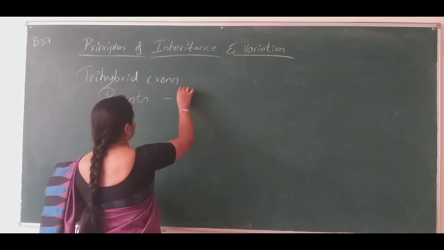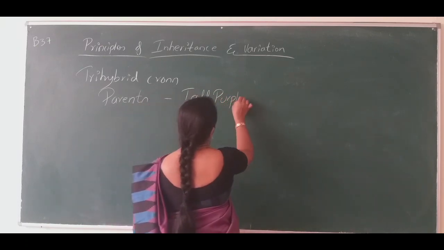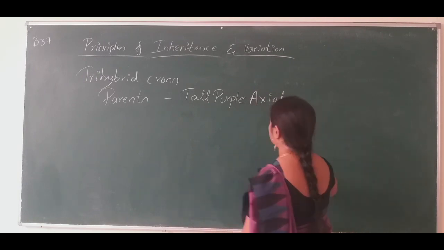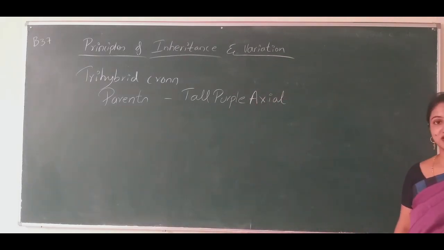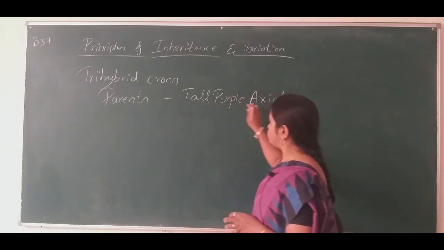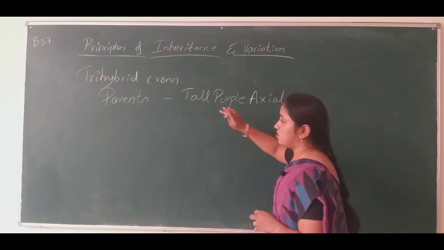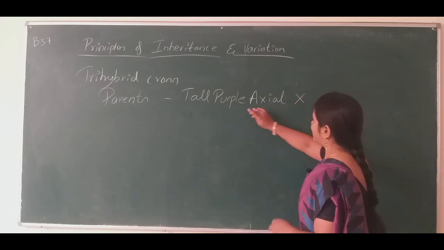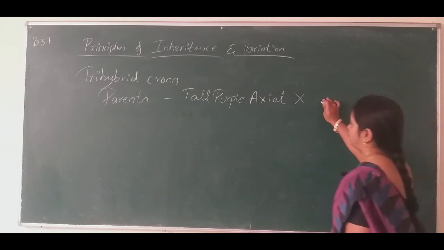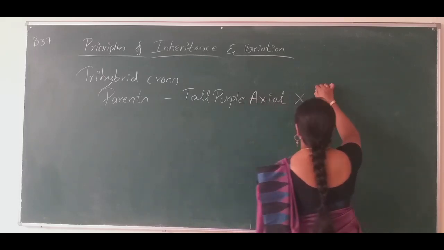The parents are tall, purple and axial. Whenever we select for the F1 generation, the parents should be pure line. Pure line means it should be in a homozygous condition. One parent is in a dominant homozygous condition. The other parent, which I am selecting here, will be pure line and a recessive character.